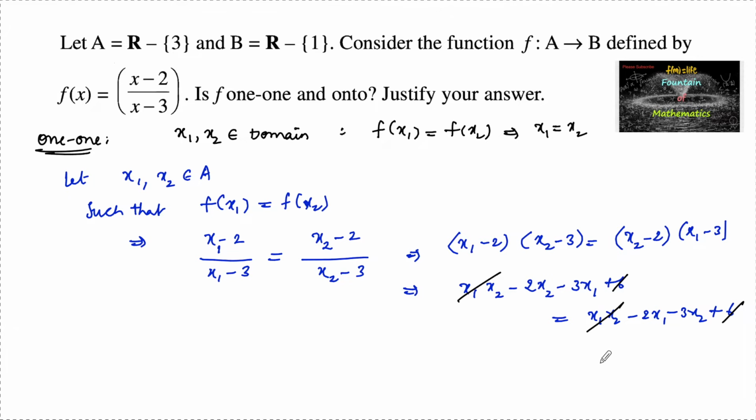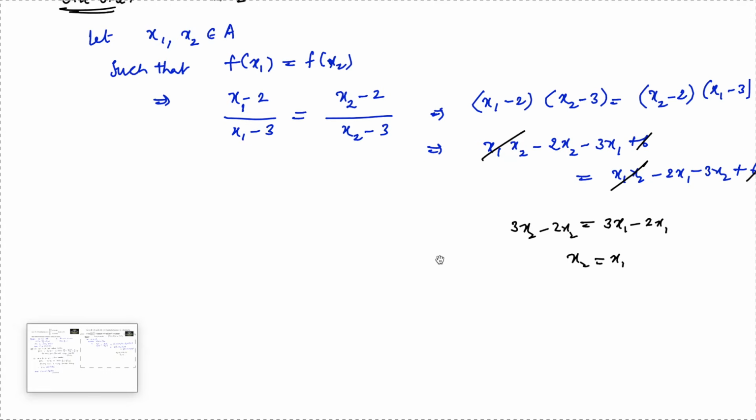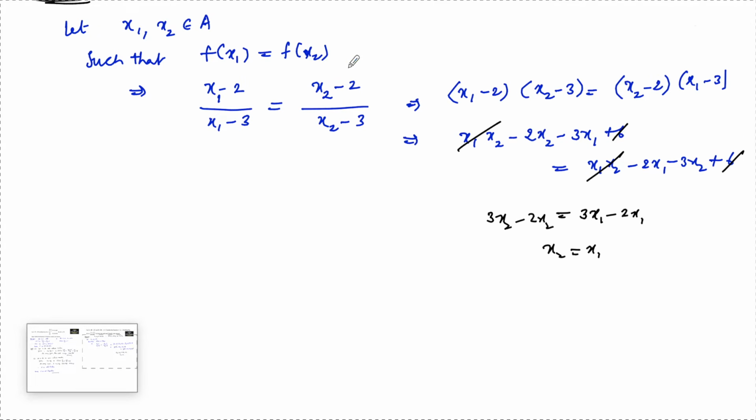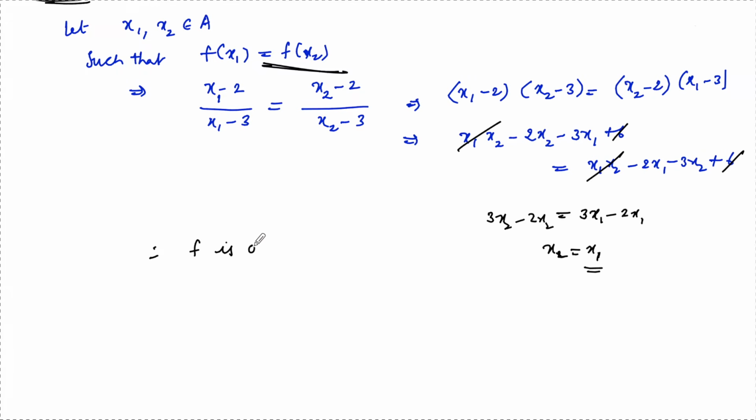3 times x1 we can bring here. So 3x1 minus 2x1 on the right side, and on the left side let us bring here 3x2, so 3x2 minus 2x2, which implies here x2 is equal to x1. So which gives the definition: f of x1 is equal to f of x2 gives x2 is equal to x1, and therefore we can say that f is 1 to 1.